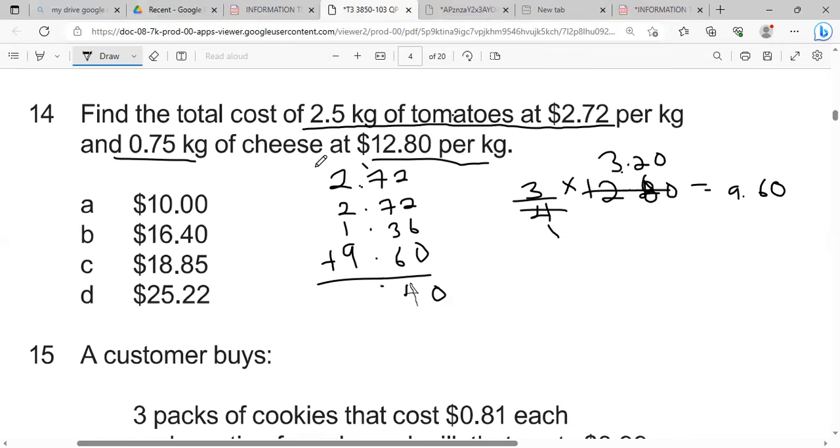So carry over 2, 2 and 2 is 4, 6, 7, 7 and 9, 16. So that is $16.40. So that will be B.